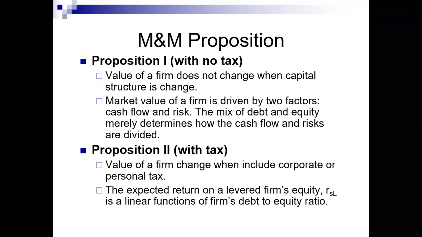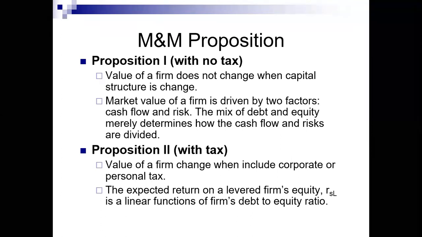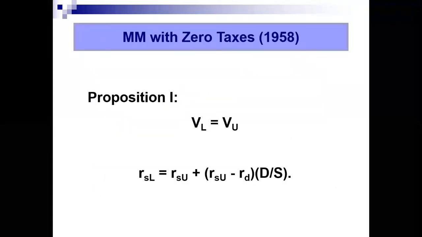In proposition 2, basically there is a tax imposed. So that is a tax payment. So the value of the firm can change when there is a personal tax or corporate tax. So the expected return on the leveraged firm's equity is a linear function of the firm's debt-equity ratio. So this is proposition 1. It tells you that the value of the levered firm will be the same as the value of the unlevered firm. Okay.